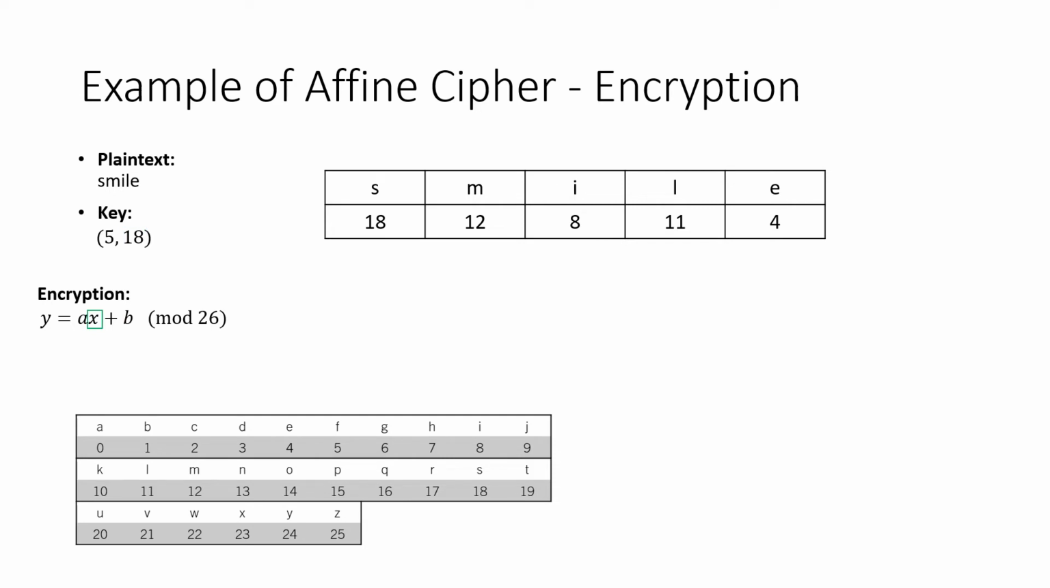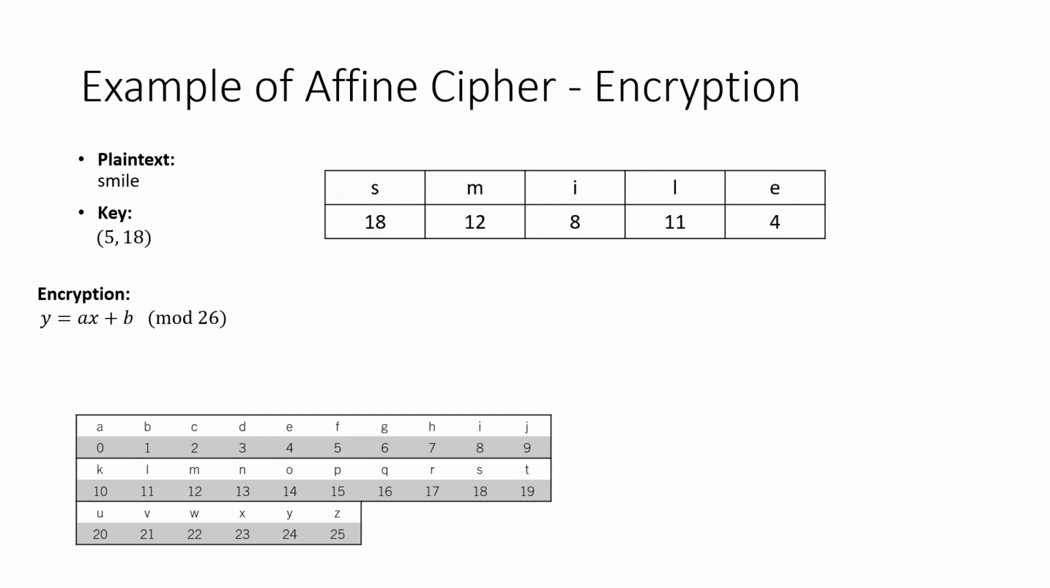And lastly, X in the encryption equation refers to our plain text. So these would be the values that we got for our plain text by reading the values from the table in the bottom of the slide. So for example, numbers 18, 12, 8, 11, 4 in this case would be the values that we plug in for X.